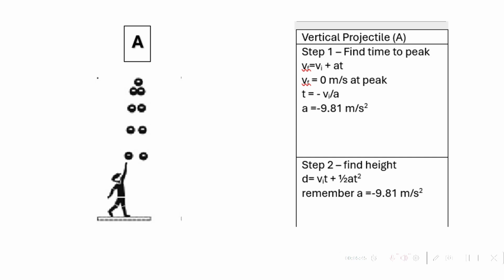Vertical projectile motion. So the big thing here is that my velocity is going up. My acceleration is going down. So this is where it's important to use that negative 9.81 because the velocity and the acceleration are going in opposite directions. At the peak here, we know the final velocity is 0. So the time to peak is that time. The time for round trip is twice that time.